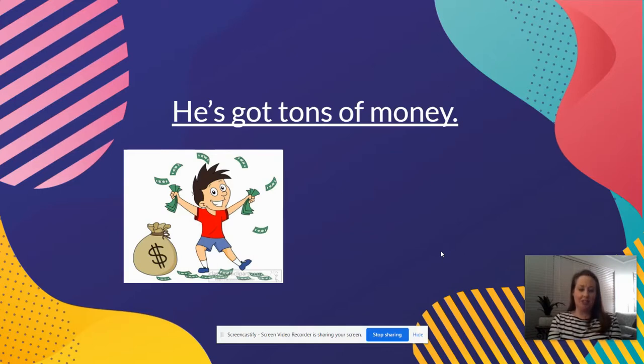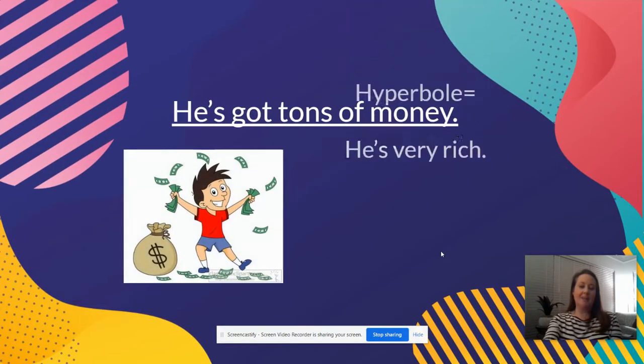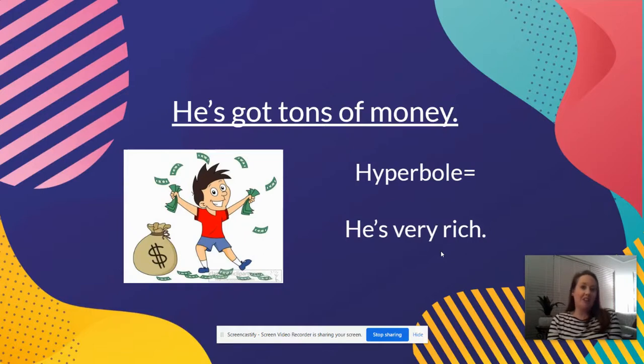So we see a picture of a boy with all this money. So what do you think this one might be? So we see that word tons. So when we think about it, all it's saying is he's just very rich. So it is a hyperbole. It's that extreme exaggeration. Okay, let's look at our next one.